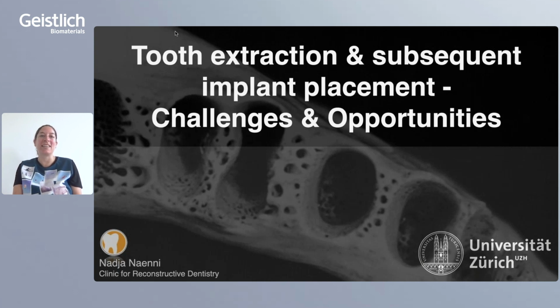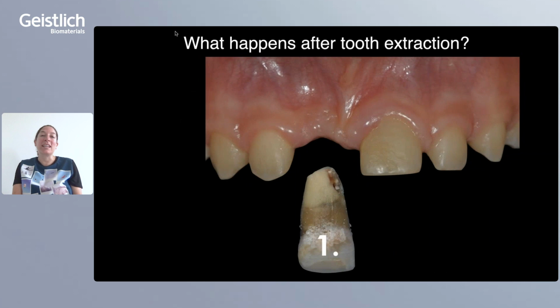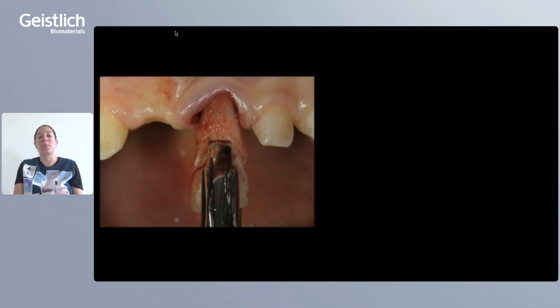I will be talking about tooth extraction and subsequent implant placement, challenges and opportunities. Let's have a look at the young patient who has had a bike accident. Her upper central incisors need to be extracted, and let's have a look at what's going to happen on the biological level to the bone and the soft tissue.